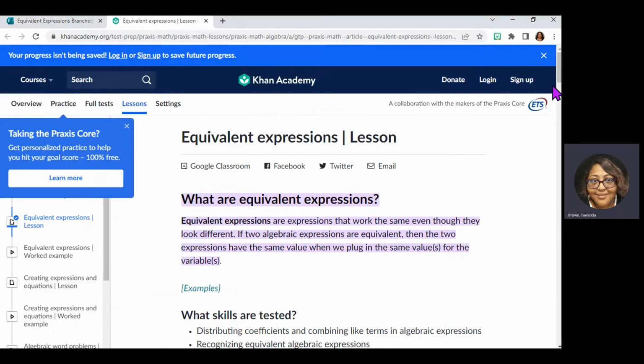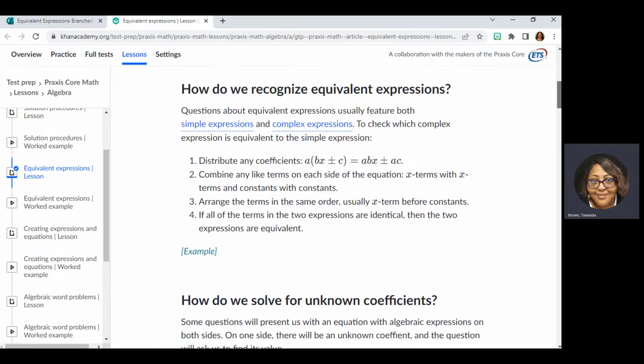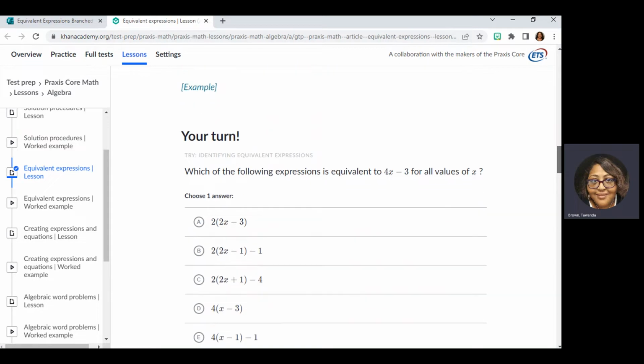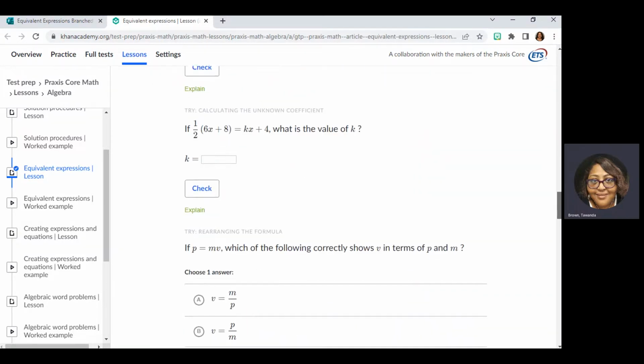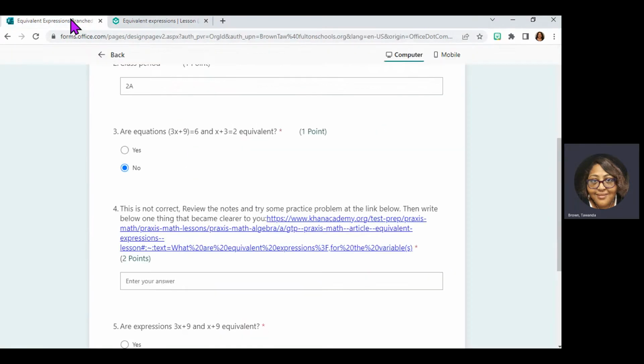So they can click here, it opens on another page, it takes them to Khan Academy, gives them the definition again of what are equivalent expressions, how do you recognize them, how do you solve them? And then it even has some practice problems down here that they can do and check to see if they got it right away. And they can take their time with this as much as they need to get a better understanding. So when they're done, they just come back over to the form and I ask them, okay, what thing became clearer?